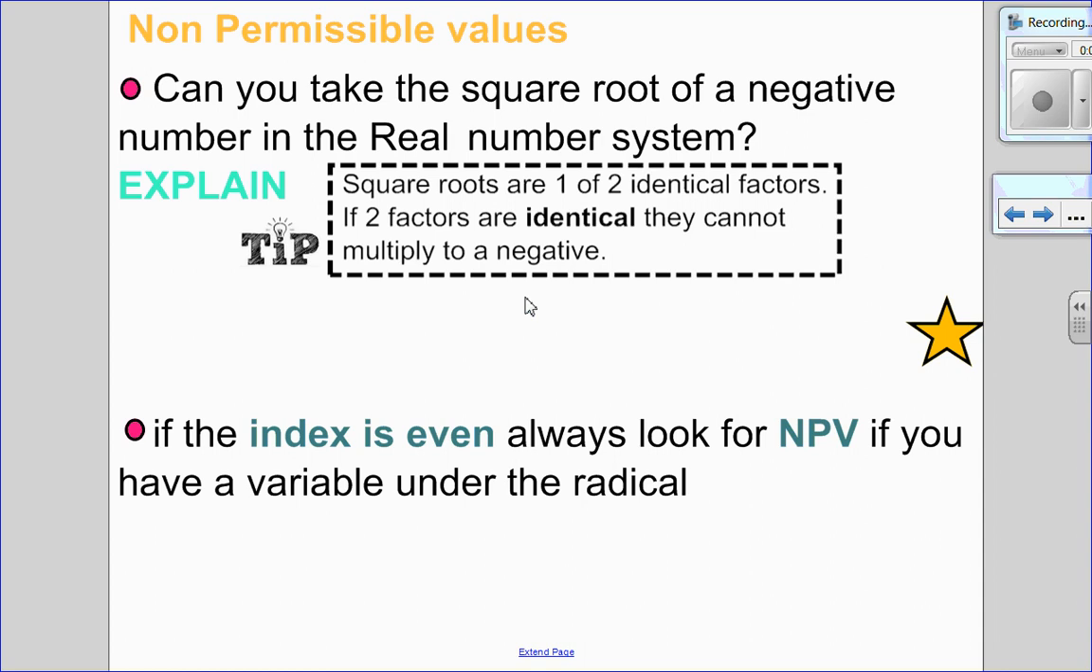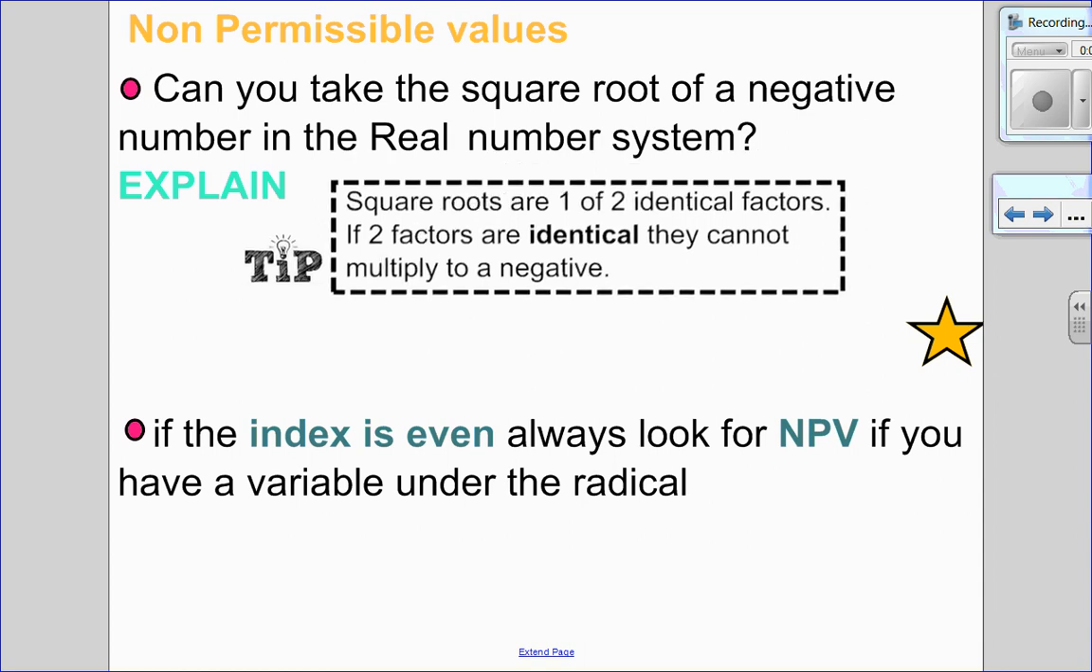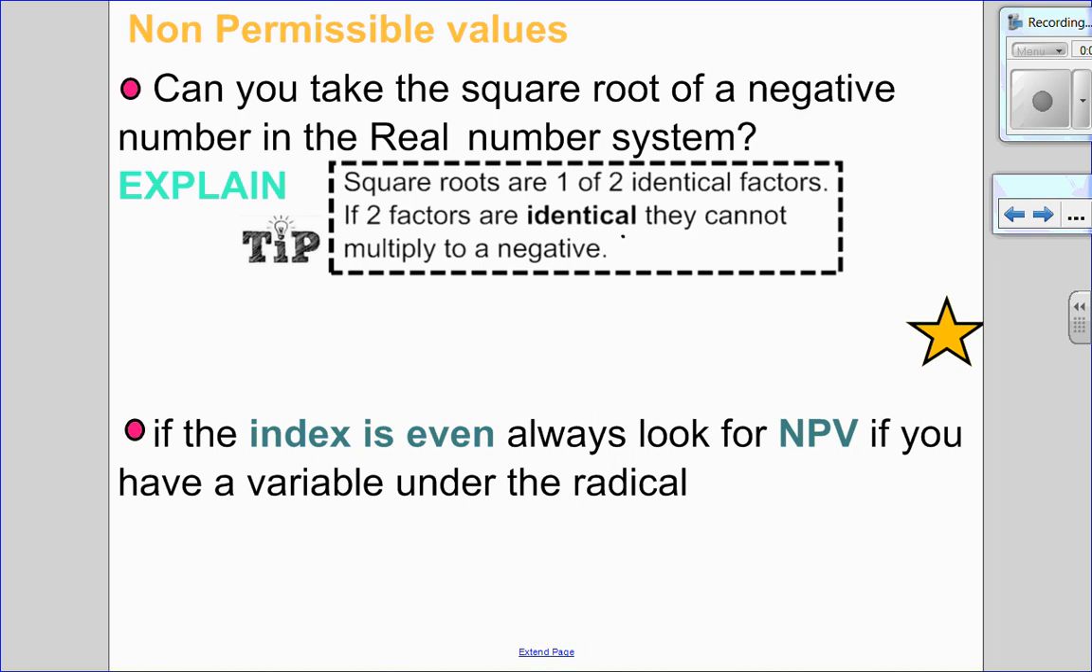Square roots are one of two identical factors. So if the two factors are identical, they can't multiply to a negative. Let's look. If I had, for example, a negative times a negative, those are two identical factors, that's positive. Also, if I have positive times positive, well, that's also positive. So it would be impossible to multiply two numbers that are the same and get a negative value.